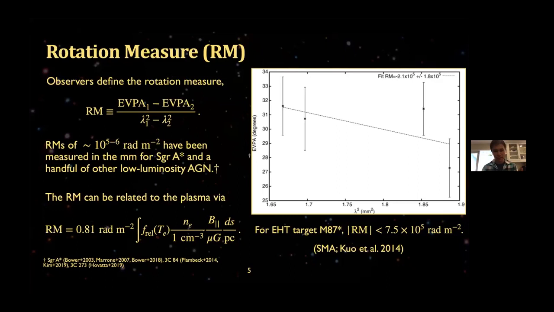RMs of that ballpark, 10 to the 5 to 6 radians per meter squared, have been measured in the millimeter for Sagittarius A as well as a handful of other similar systems, low luminosity AGN.